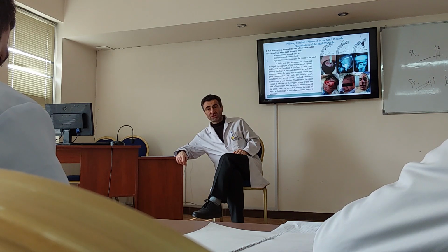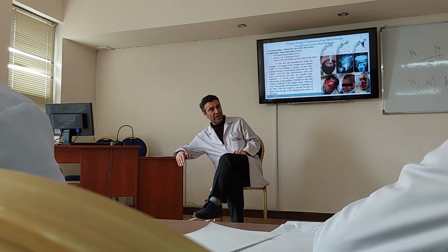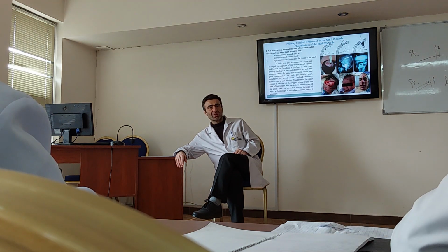Method of the treatment. Point one, as we say, arresting of bleeding. I will not repeat now how we do it, I did it before. Point number two, primary surgical treatment of skull wound. What does it include? Point A, cleaning and, if it is necessary, washing of the wound using antiseptics.